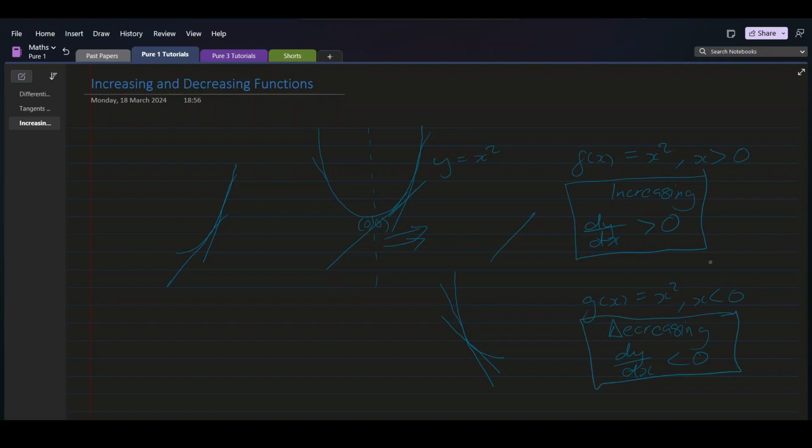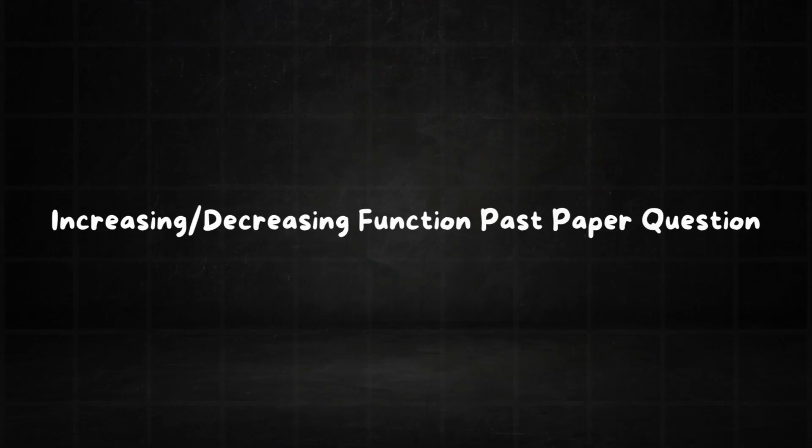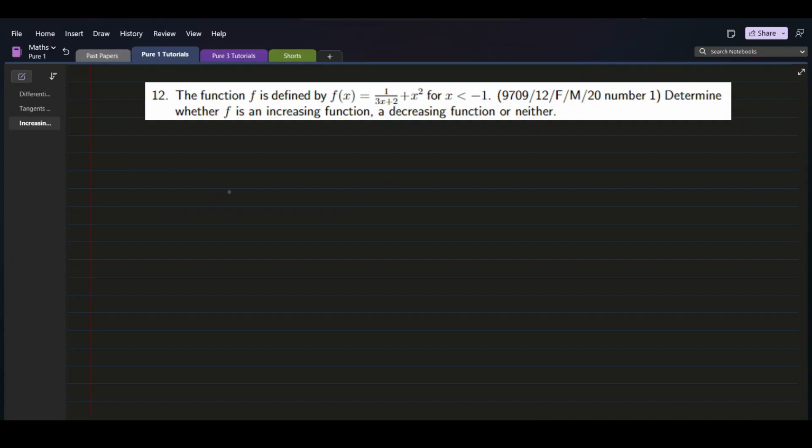Let's look at an example past paper question. The function f is defined by f of x is equal to 1 over (3x plus 2) plus x squared for x is less than negative 1. Determine whether f is an increasing function, a decreasing function, or neither. To check this, we simply have to check whether the gradient is positive or negative. So the gradient in this case is f prime of x, in other words, the first derivative.